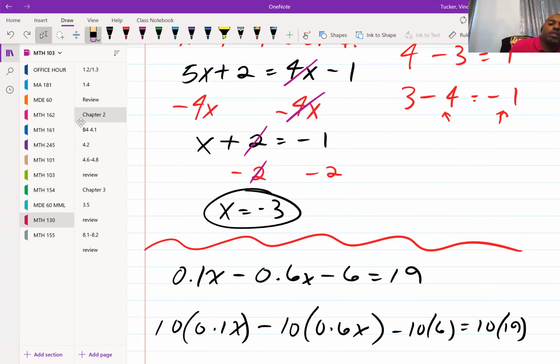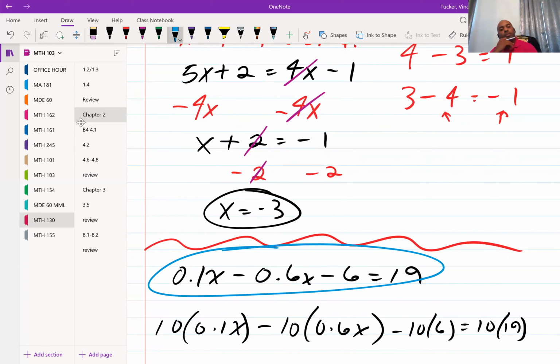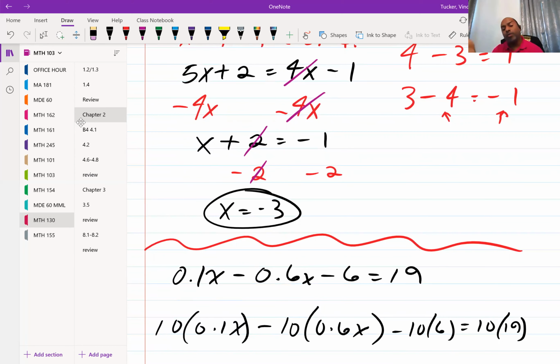All right, so this next one right here. 0.1x minus 0.6x minus 6 equal to 19. So now if you want to, you can clear out your fractions. You don't necessarily have to. You can just work it out. I said fractions, decimals. You can just work it out with your decimals.